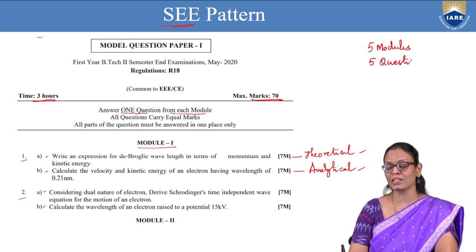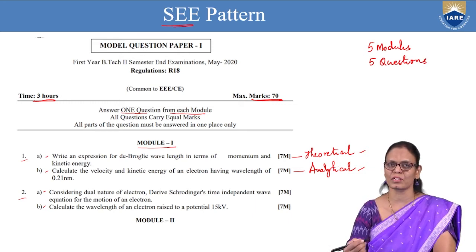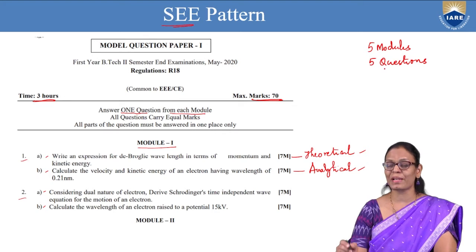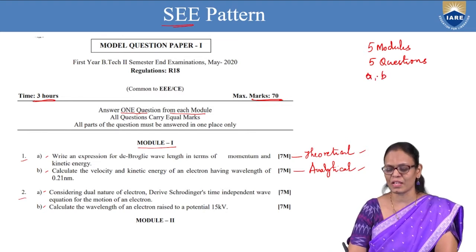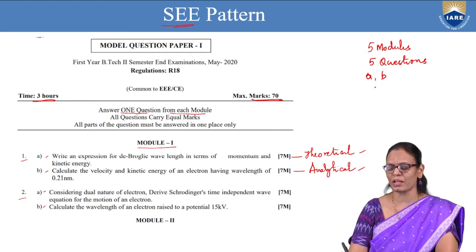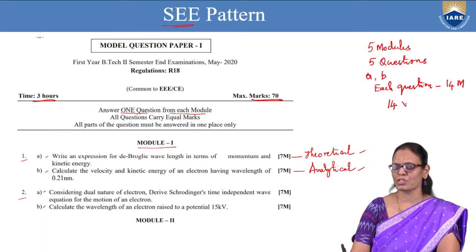Means you will be having an internal choice. In the module itself, you will have an either-or question, that or this. So you will be answering 5 questions, and in each of them you have part A and B. Each part is for 7 marks, so each question is carrying 14 marks. Part A for 7 marks and part B for 7 marks, so 14 marks. So 14 marks into 5 questions, you will get 70 marks.